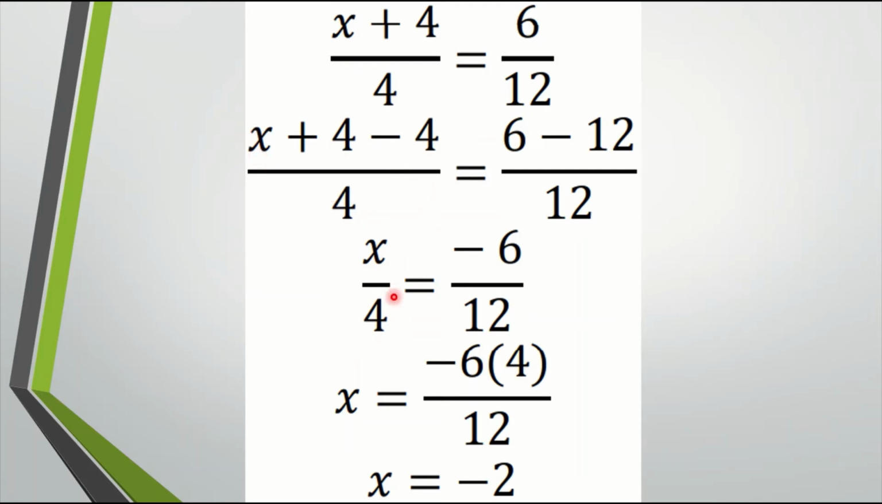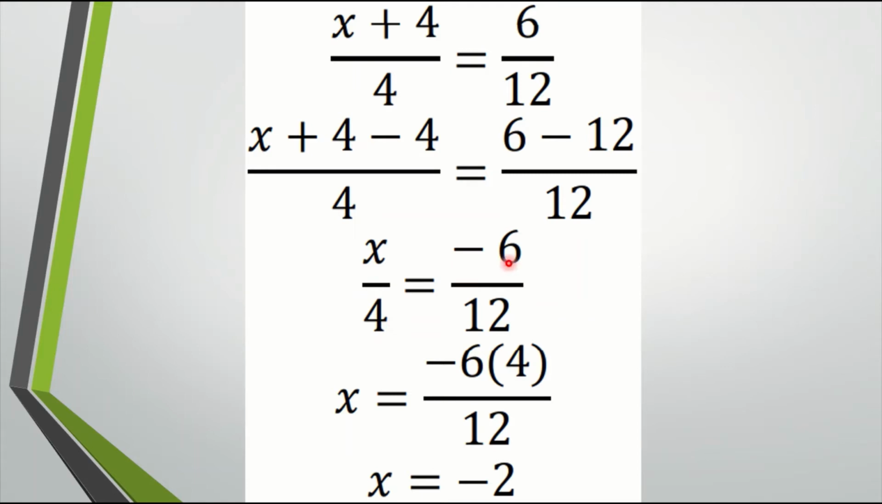So, x over 4 is equal to negative 6 over 12. Bakit naging negative 6? Because 12 is higher than 6 and the sign of 12 is negative. And you are going to what? Follow the sign of the larger or bigger number. So, negative 6 over 12.